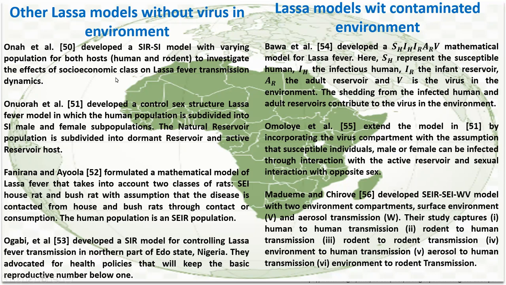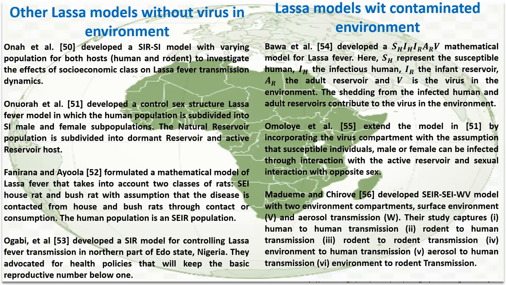Then we have Onwara et al., who developed a controlled sex-structured Lassa model. What he did was to divide the human population into male and female. He also considered the natural reservoir as a dormant reservoir and an active reservoir host. The dormant reservoir is more like a susceptible rodent, while the active reservoir is more like infected rodents too.